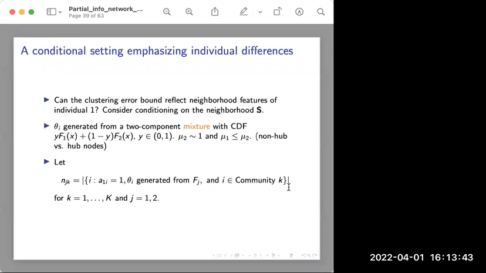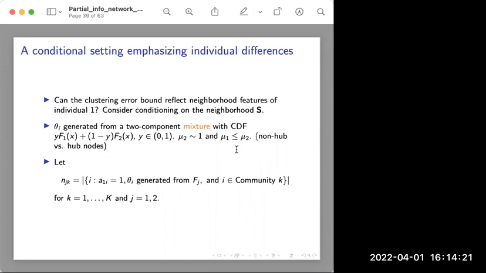Now, with all this, there's still one question we would like to answer. Ideally, we want the clustering error bound to reflect the neighborhood features of node 1. And that will tell me how differences in the neighborhood feature of different nodes will translate into their knowledge about the global community membership. So in order to do this, we will develop a conditioning argument. We will actually condition on the neighborhood S of individual 1.